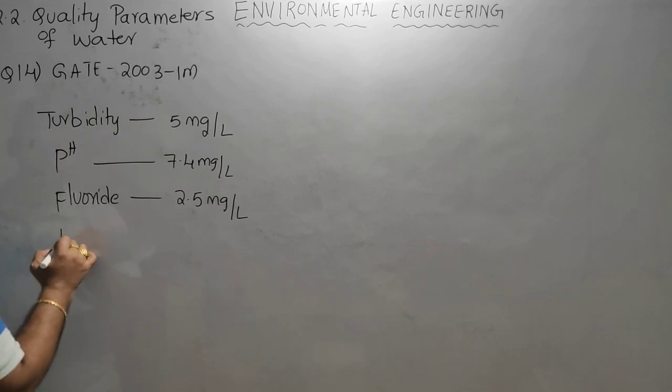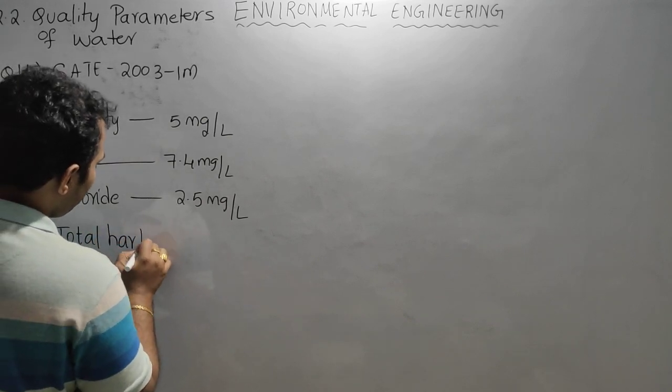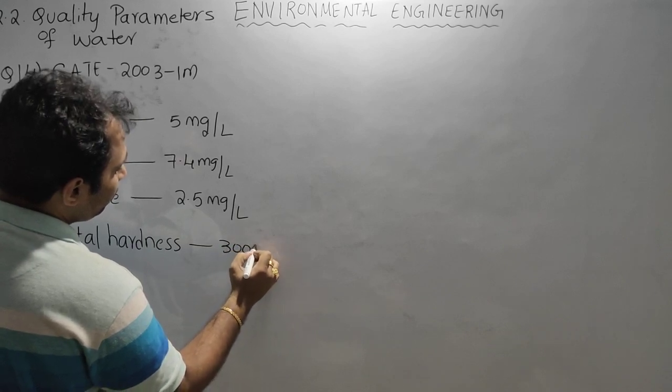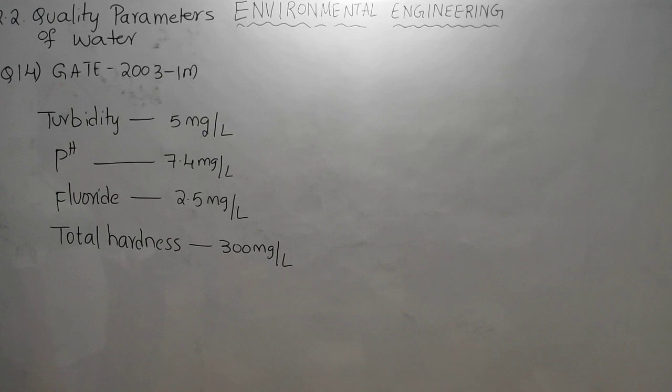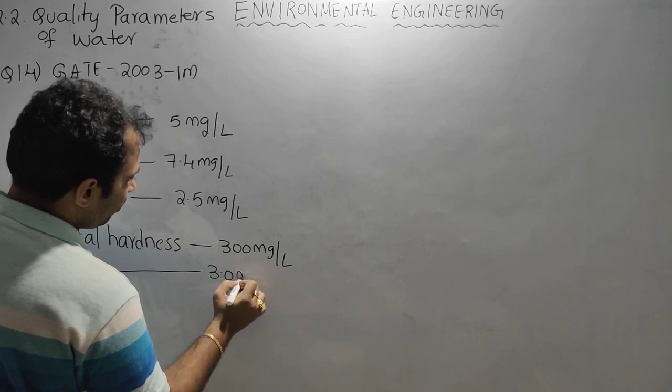Total hardness is 300 mg per liter. Iron is 3.0 mg per liter.